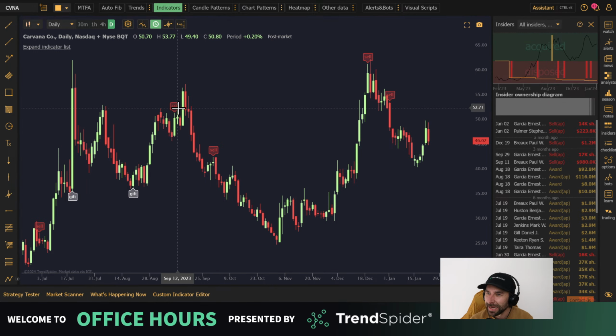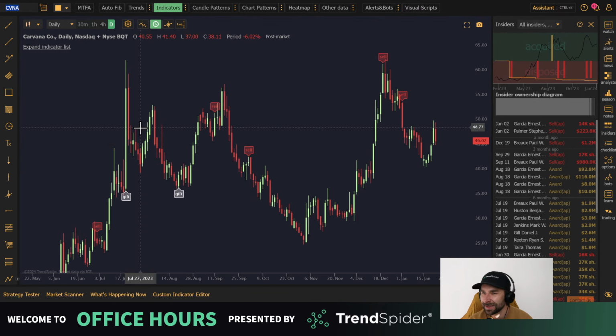This 980 he made here would have been 450, 440 at the bottom, at the lows. This 1.2 mil he made here reduced to like 800,000 just a couple weeks later. So there's lots that you can gain from this. There is a lot of noise, but there's signal in the noise, and that's the whole point.